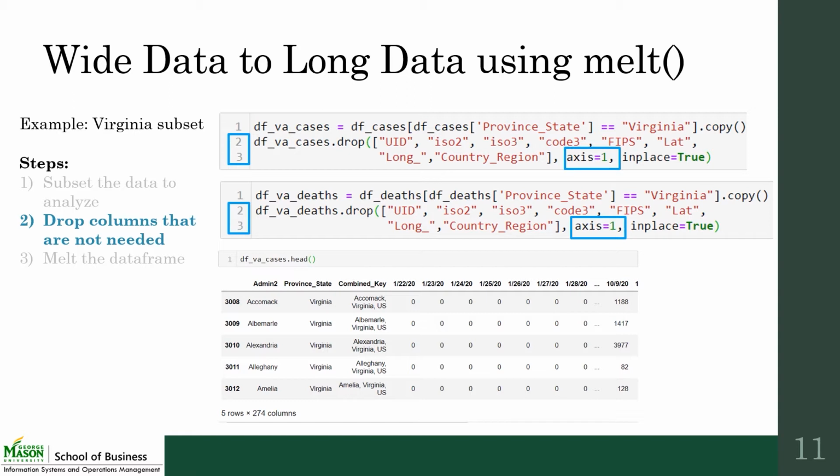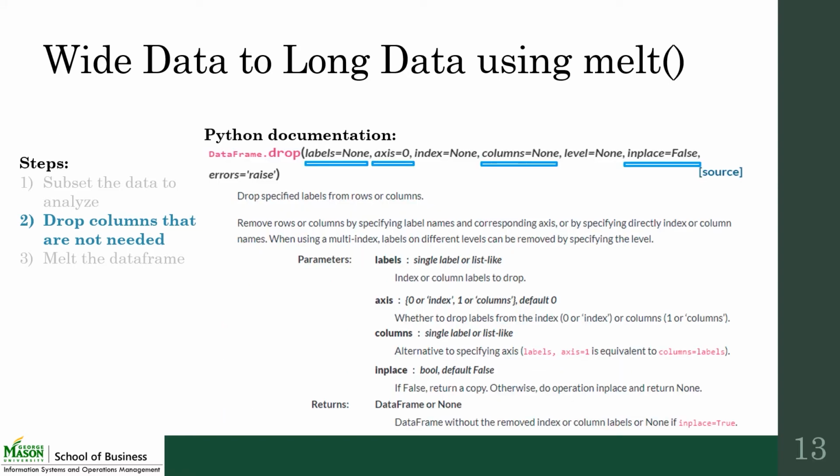The axis equals 1 lets the function know that we are removing columns. You could remove rows if you needed to by entering a 0 argument instead of 1. The inplace equals True is so that the change can be made directly into the data frame and permanently. Here is the Python documentation related to the drop method. The labels parameter, axis parameter, and inplace parameters were used in the previous slide. The rest of the parameters were left as is.